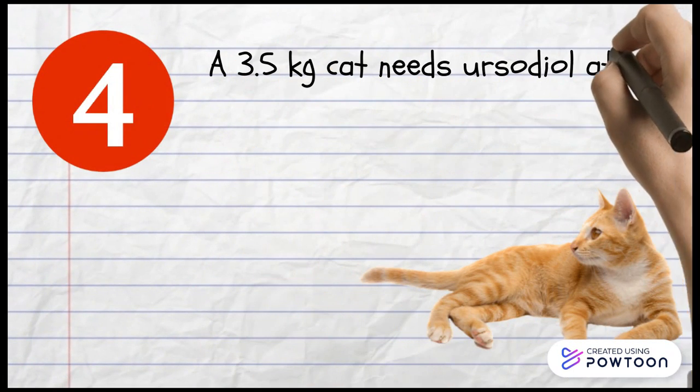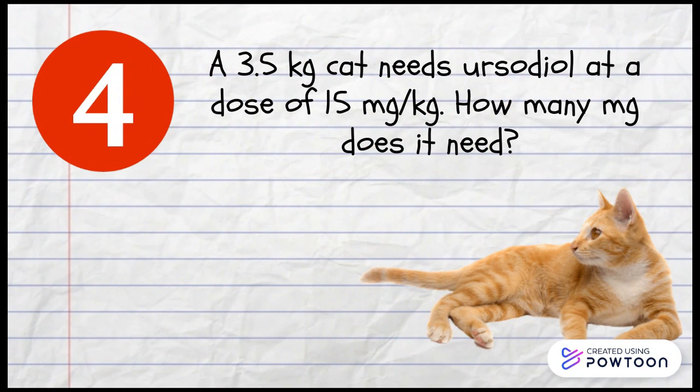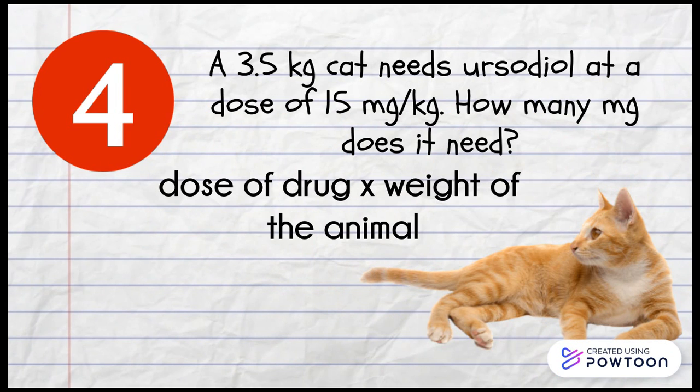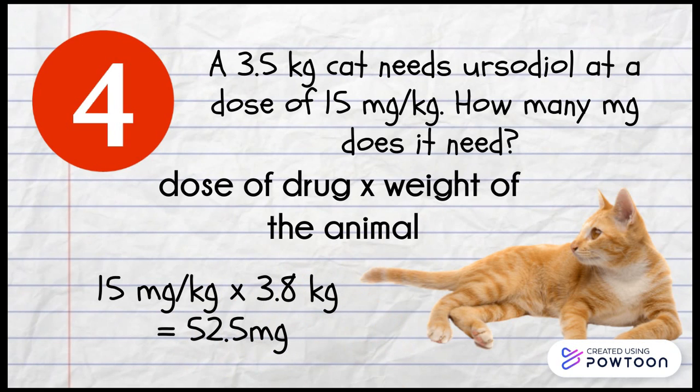A 3.5 kilogram cat needs ursodiol at a 15 milligram per kilogram. How many milligrams does it need? 15 milligram per kilogram multiplied to 3.5 kilogram is 52.5 milligrams. Therefore, the 3.5 kilogram cat needs 52.5 milligrams of ursodiol at a dose of 15 milligram per kilogram.